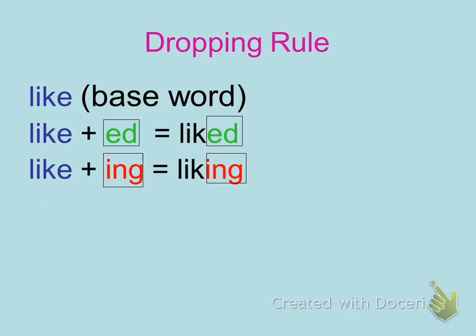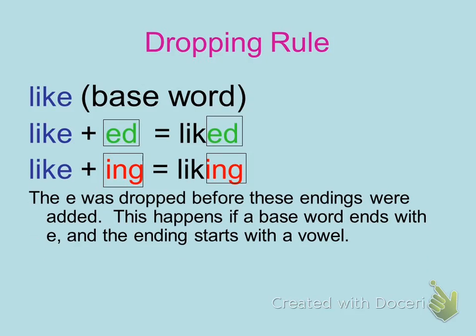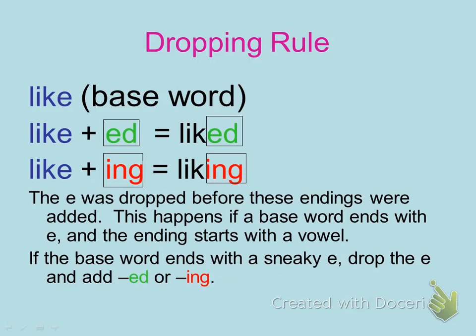And the same applies with liking. To add the ending ing to the root word like, you have to drop the E to add ing for liking. The E was dropped before these endings were added. This happens if a base word ends with E and the ending starts with a vowel. If the base word ends with a sneaky E, drop the E and add ed or ing.